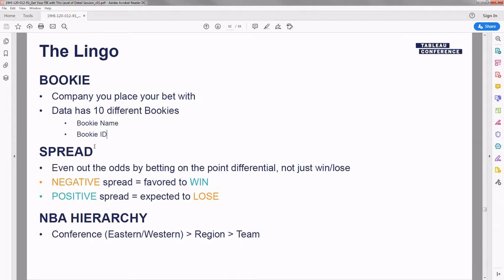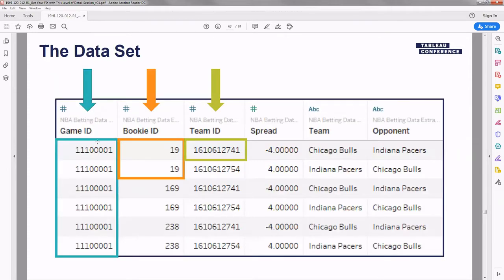So there is something called spread. I'll get into a little more detail a little later. This is the data that we have. Each game is represented by a game ID, and in that particular game there can be multiple companies or bookies who are interested to bet. So we have multiple bookie IDs, and since the game involves two teams, each bookie can put the bet on any of those teams, either one or both of the teams as well.